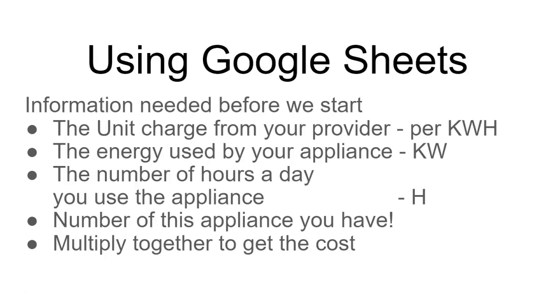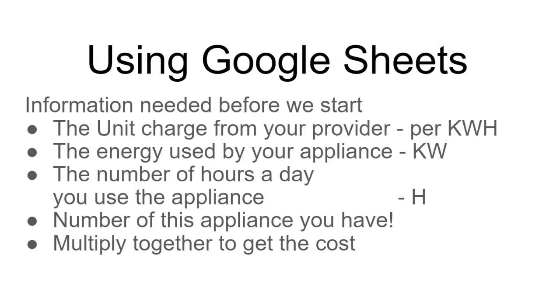Now the things that we actually need before we can start is the unit charge from your provider. This is written as kilowatt hours, or price per kilowatt hour. You'll find that on your electric bill. The energy used by your appliance, again on every appliance in the UK certainly, there is a badge that tells you what the wattage is of that particular appliance. We need to turn that into kilowatts and we'll look at that.